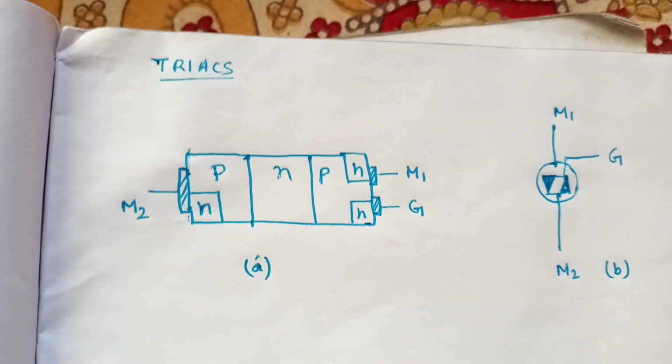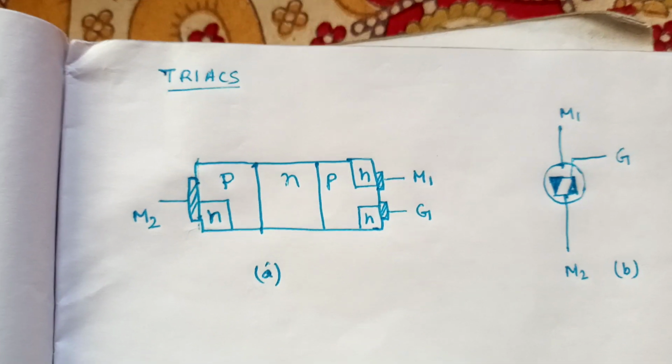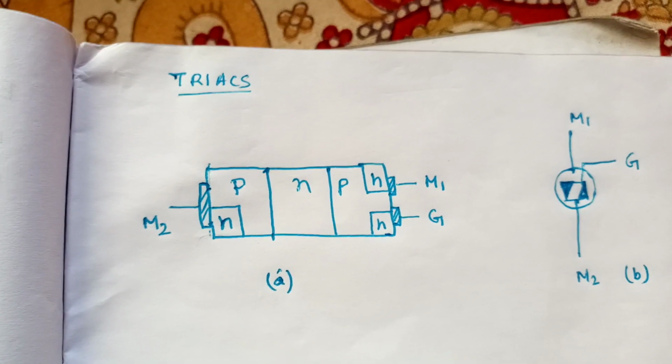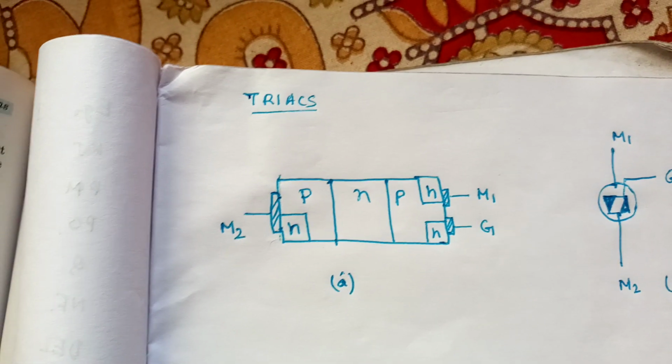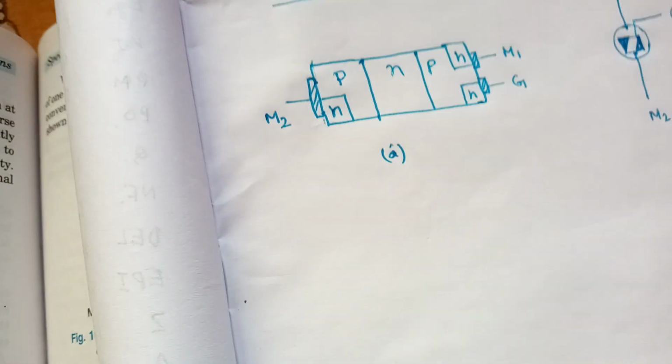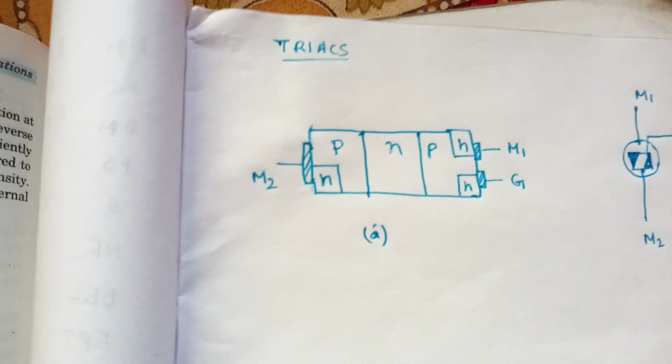Today's lecture I will discuss three power devices: triacs, diacs and the unijunction transistor, or UJT. Let us discuss triacs.